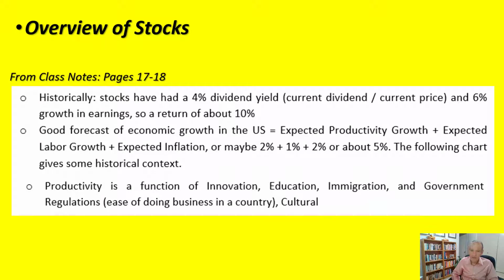If productivity in the U.S. remains in that 1% range, it's going to have an impact on corporate earnings. Corporate earnings will not be as fast. So productivity is extremely important.